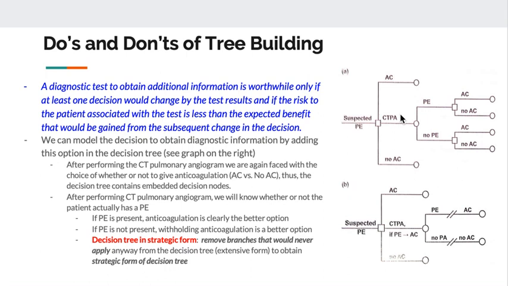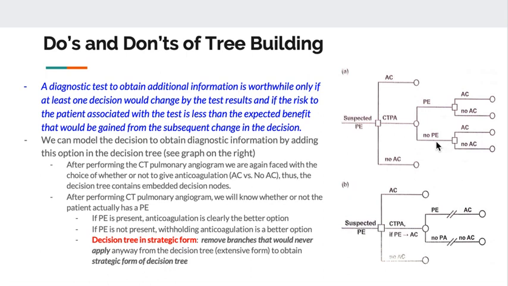Now, after performing the CT pulmonary angiogram, we are again faced with the choice of whether or not to give anticoagulation, AC versus no AC. Therefore, the tree also reflects this consequence and a decision choice as well. However, a very important point here is that after performing the CT pulmonary angiogram, we have pretty good information about whether the patient has the PE or not.